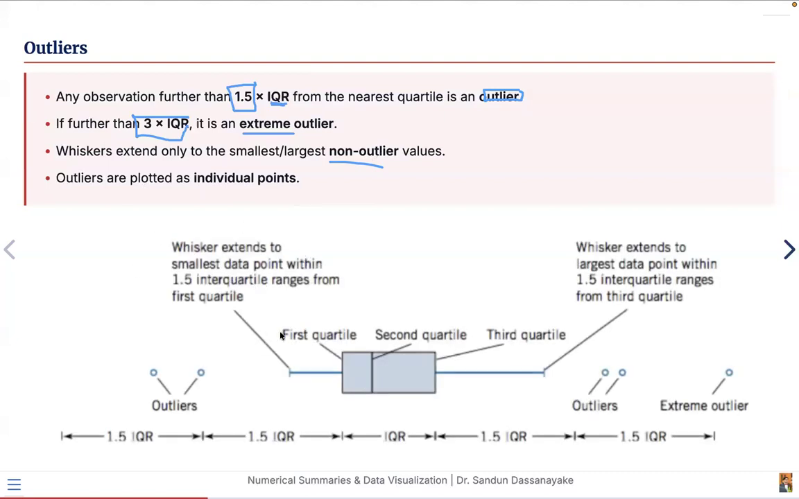So you have whiskers extend to smallest data point within 1.5 interquartile range. So it's the first quartile here. So this is the interquartile range. You can see it starts from, so this is the interquartile range, right? 1.5 times of that. You can even look at it from the screen as well.